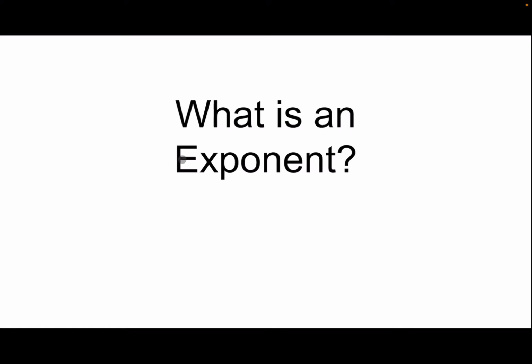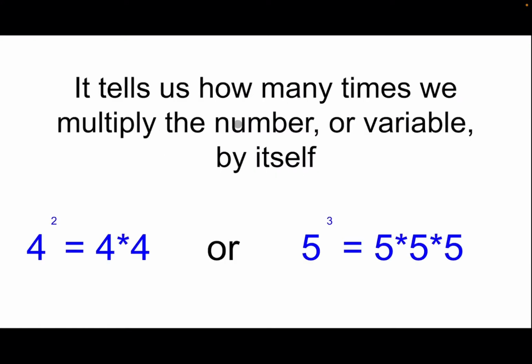So what is an exponent? An exponent is a smaller number up in the top right-hand corner. You can see it right here. And what that exponent tells us is how many times we're going to multiply the number or the variable by itself. So when you have 4 to the second power, or 4 squared, you can call it either way, what that means is you've got 4 times 4. You're only doing it twice because there's a 2 there. Or here you've got 5 to the third power, which means you're going to multiply 5 by itself 3 times. So that would be 5 times 5 times 5.